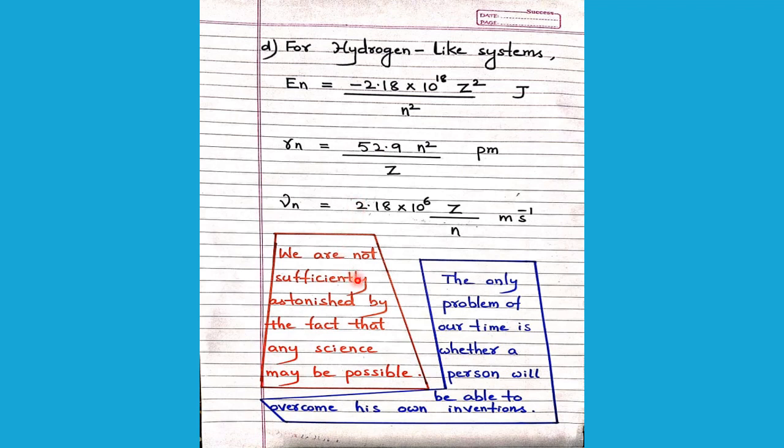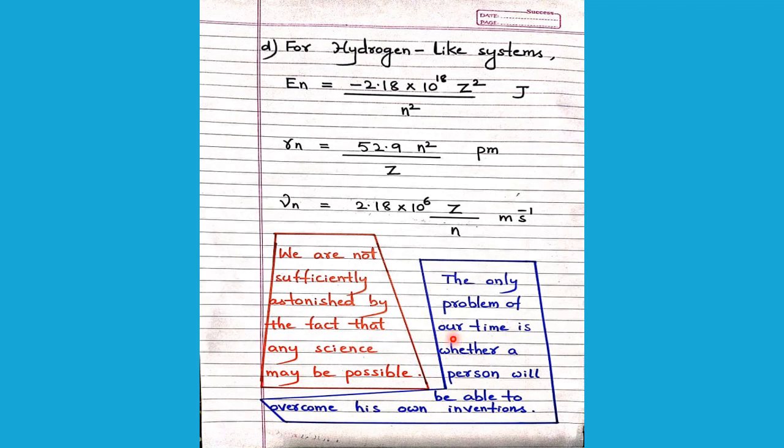Here are the two captions. We are not sufficiently astonished by the fact that any science may be possible. That means a scientist will be guessing or imagining something. If his imagination comes true, he will feel happy, but at the same time he will not feel so astonished that what he was guessing came true. So it is not a strange thing. Whatever I am guessing is coming true. That is the meaning of the statement.